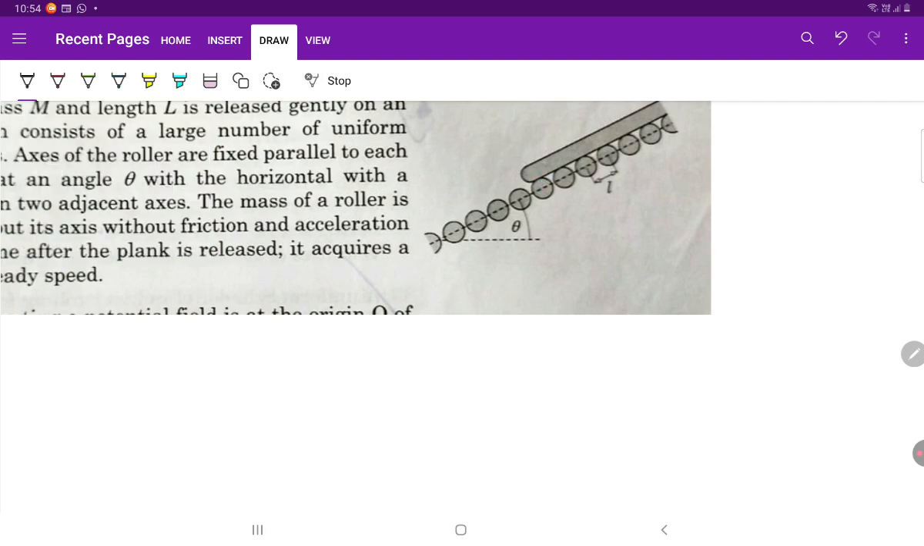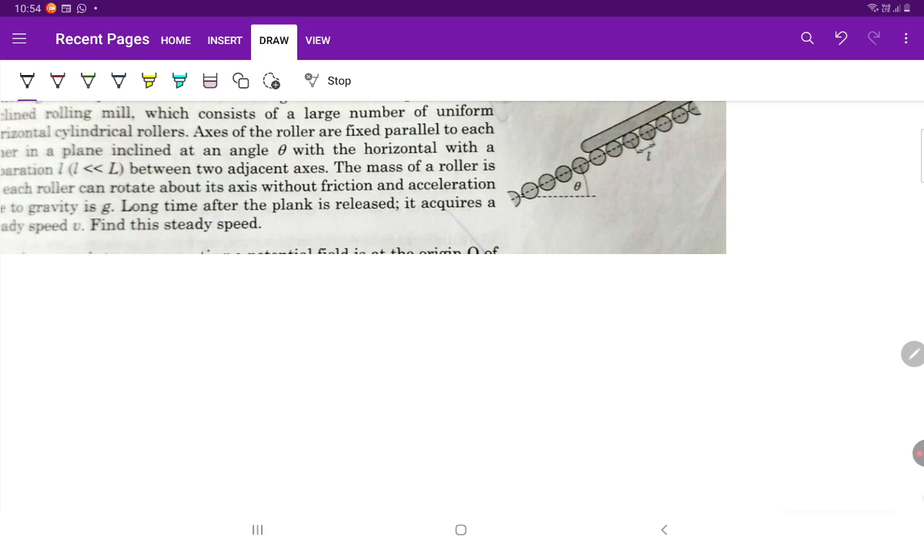Now we will make a small assumption. The assumption is very simple. That is, the roller attains a steady omega almost in a short time.